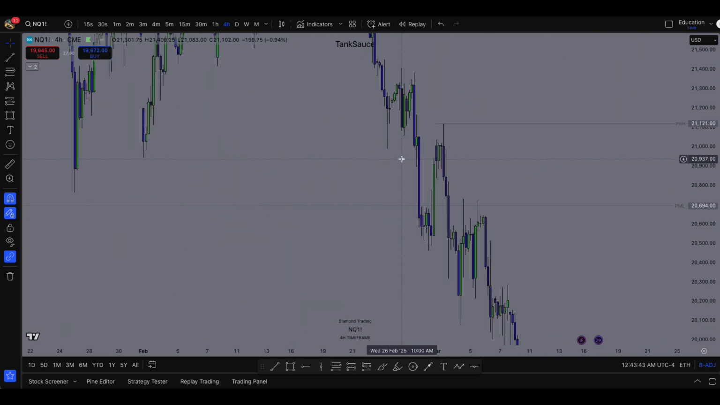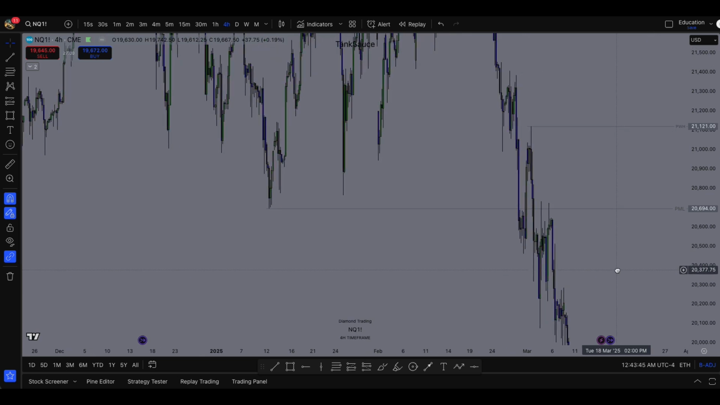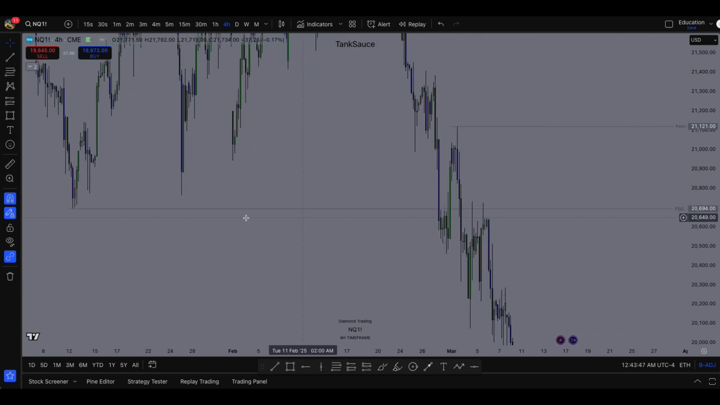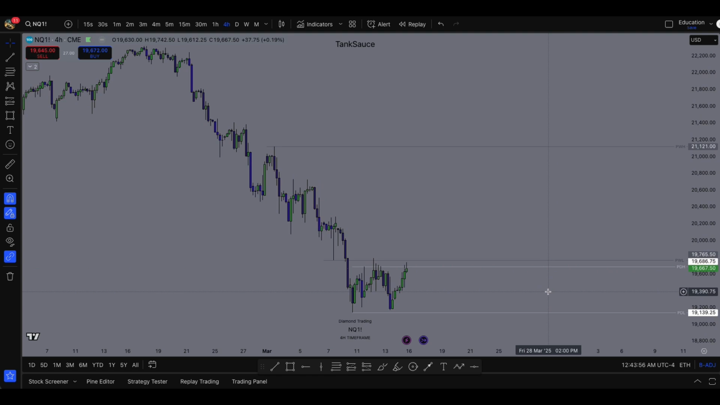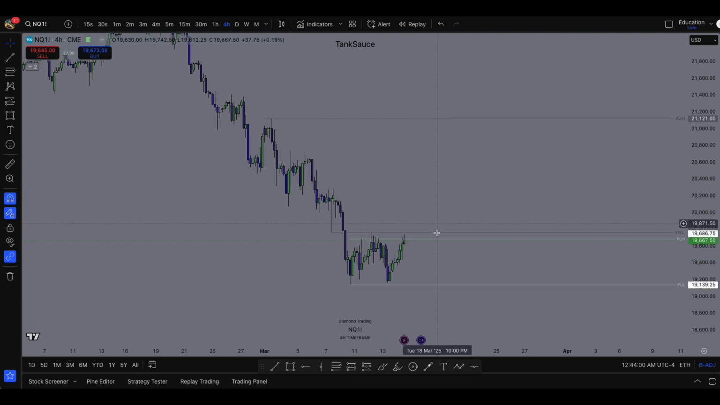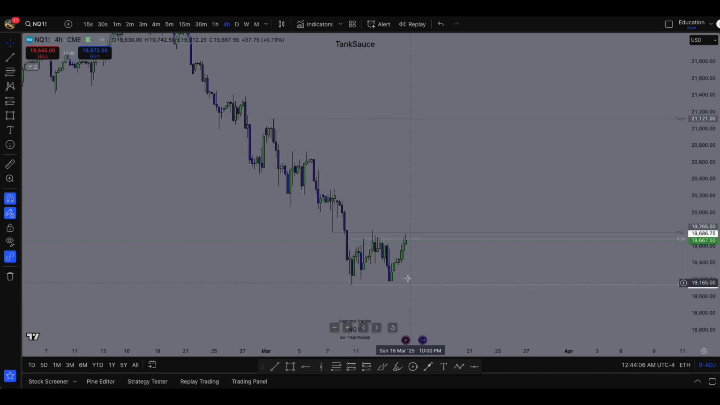Previous week high. Oh yeah, previous month low. You can even see here after the previous month low was taken, price immediately came back up, right? Previous week low, here's another example, right? So far, previous week low was taken, and we've been holding below it, right?